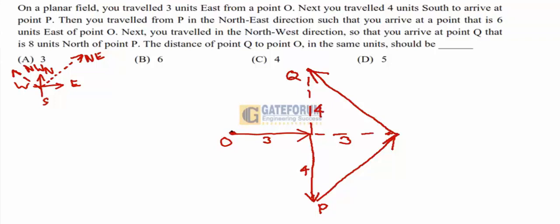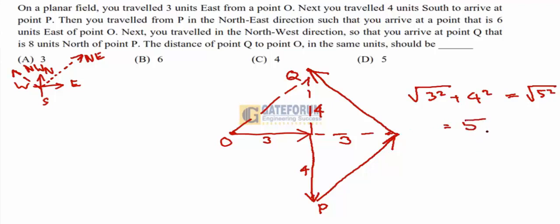And they have asked you the distance OQ. So the distance of point Q to point O in the same units is root of 3 squared plus 4 squared, that is equal to, everybody knows, root 25. So that is equal to 5. So 5 units is our answer. I presume that is clear.